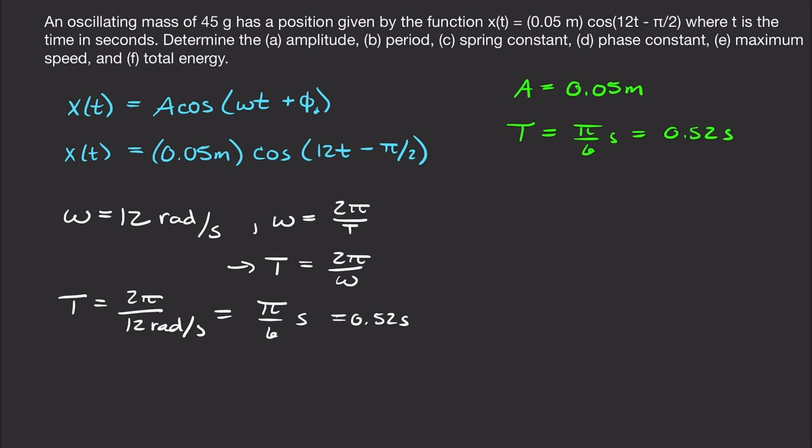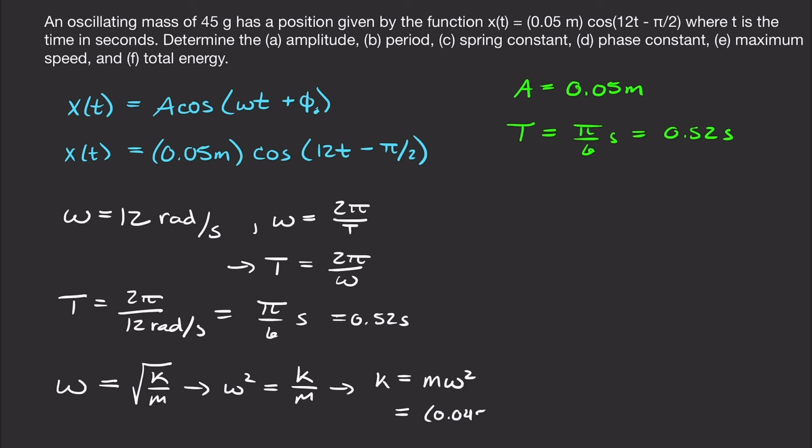Now we want our spring constant. Since we found omega, we can use our expression for omega, which is equal to the square root of k over m. So that means omega squared is k over m. So k, just multiplied by m, will be m omega squared, or 0.045 kilograms times 12 radians per second squared, or 6.48 newtons per meter. So k is 6.48 newtons per meter.